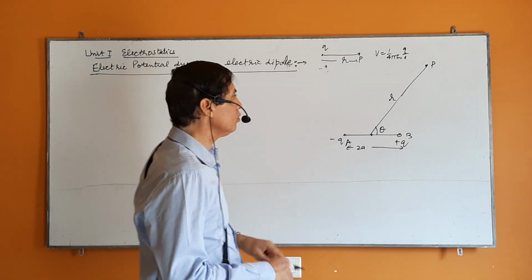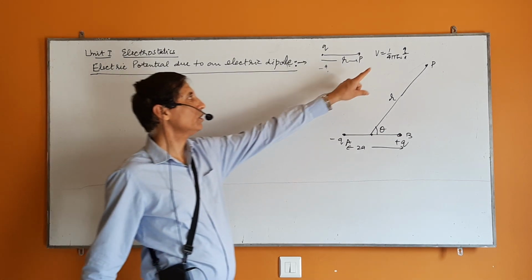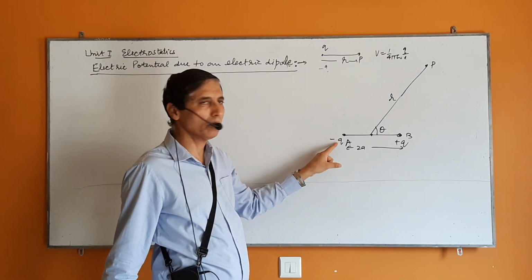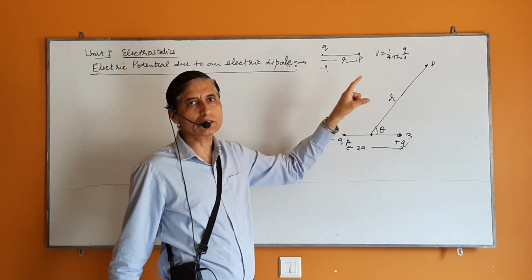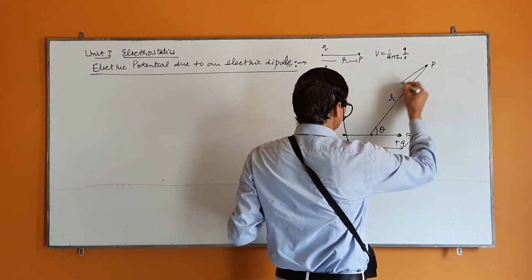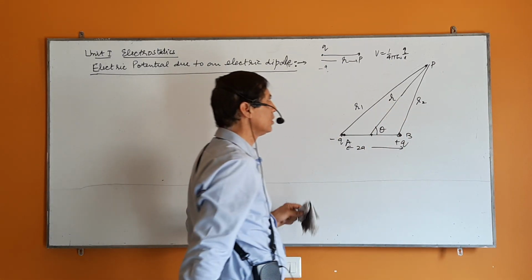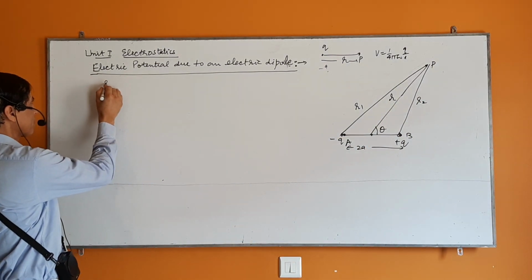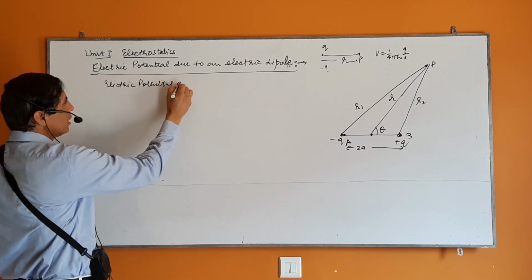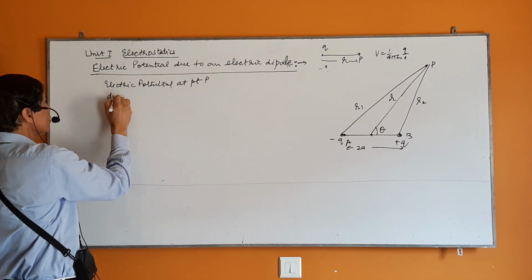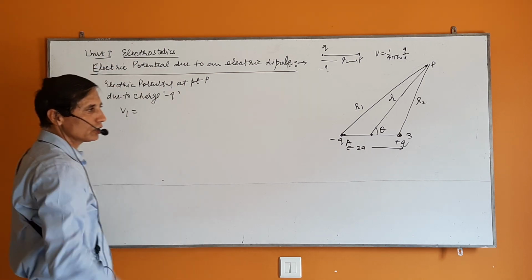What will we do? We have an arrangement of two point charges, minus q and plus q. The formula is this one, due to one charge. So first of all, we'll calculate due to minus q, then due to plus q, and we'll take their algebraic sum. Let this distance be r1 and this distance be r2. Let's find the electric potential at point P due to the charge minus q. Let us say it is V1.